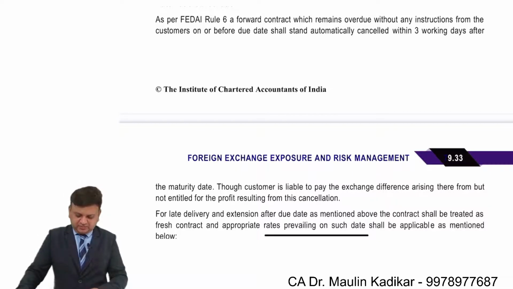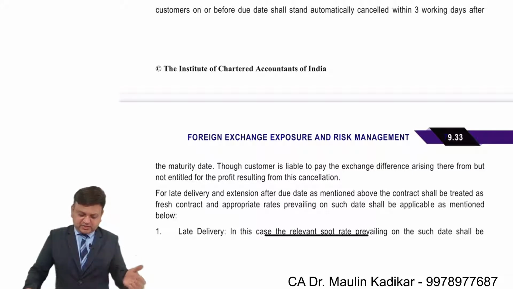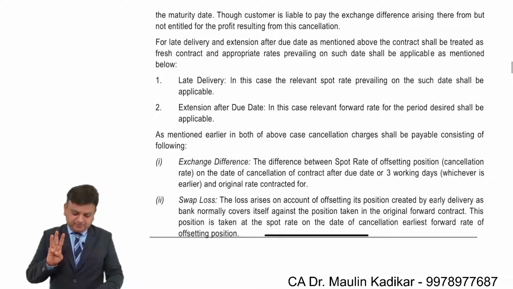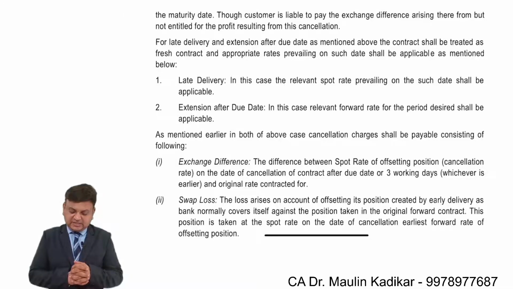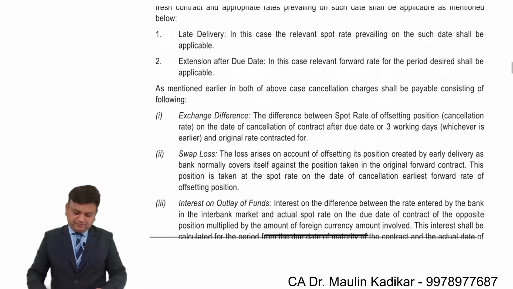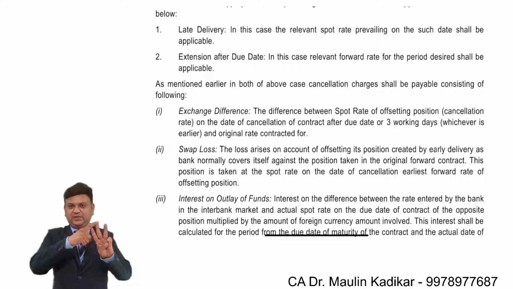Let us read this content from the Institute publication. As per FEDAI Rule 6A, the forward contract which remains overdue without any instruction from the customer before the due date shall stand automatically cancelled within 3 days after the maturity date. Though the customer is liable to pay the exchange difference arising therefrom, he is not entitled to the profit resulting from this cancellation. So there are three things that we understand: swap loss, exchange difference, and the other is the interest.